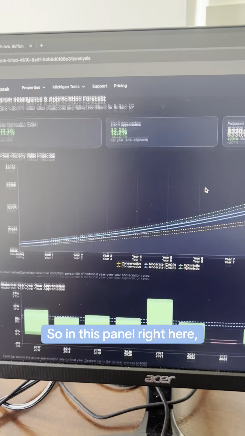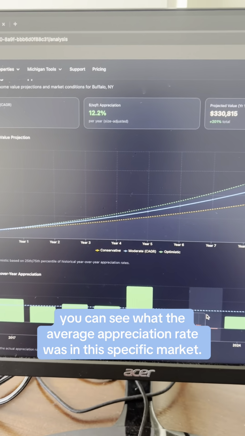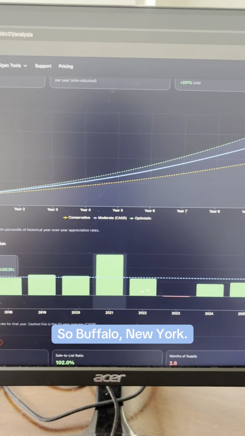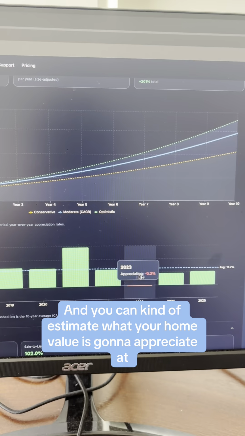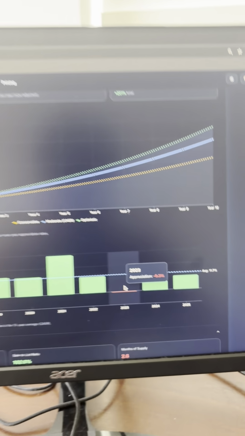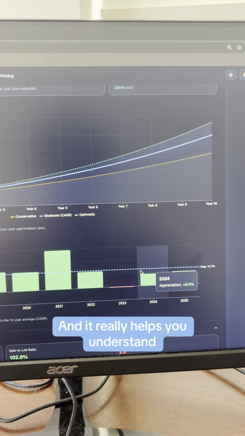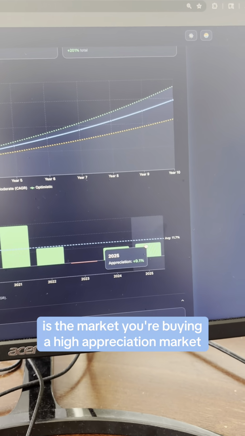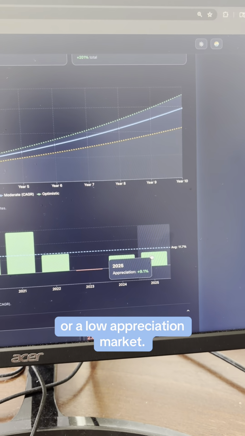So in this panel right here, you can see what the average appreciation rate was in this specific market, so Buffalo, New York. And you can kind of estimate what your home value is going to appreciate at over the next couple of years based on the last few years right here. So you're not guessing with this data, and it really helps you understand, is the market you're buying a high appreciation market or a low appreciation market?